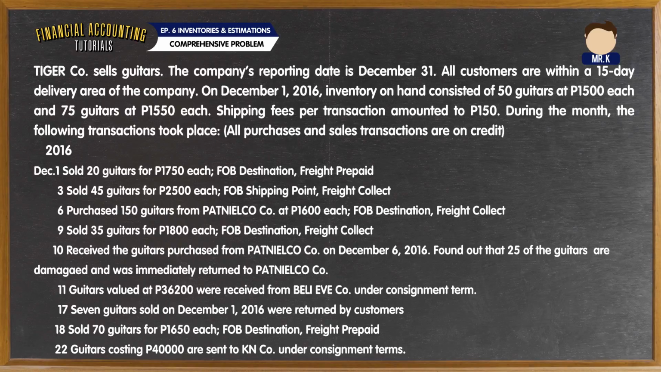On December 10, 2016, they received the guitars purchased from Patnelco Company on December 6, 2016 and found out that 25 of the guitars are damaged and were immediately returned to Patnelco Company. On December 11, 2016, guitars valued at 36,200 pesos were received from Believed Company under consignment terms. On December 17, 2016, 7 guitars sold on December 1, 2016 were returned by customers. On December 18, 2016, they sold 70 guitars for 1,650 pesos each, FOB destination freight prepaid. On December 22, 2016, guitars costing 40,000 pesos were sent to Cael Company under consignment terms.